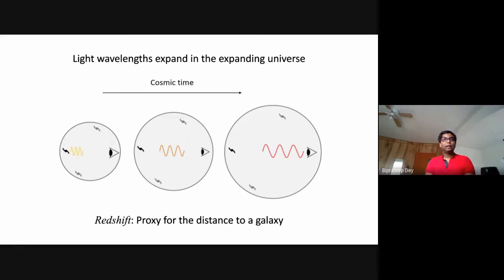So if a light wave is traveling through that space and the space itself is expanding, the light wavelength expands with the space itself. And the longer the light has to travel through that space, the more time it has to expand. So that means if light is coming from a far-off object, the wavelengths will get expanded more than something which is closer by. So if we can measure how much the light wavelengths have expanded, this can act as a proxy for how far an extragalactic object is.